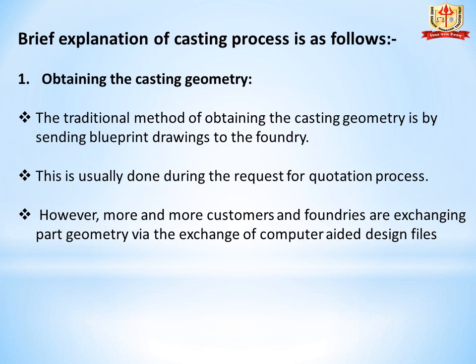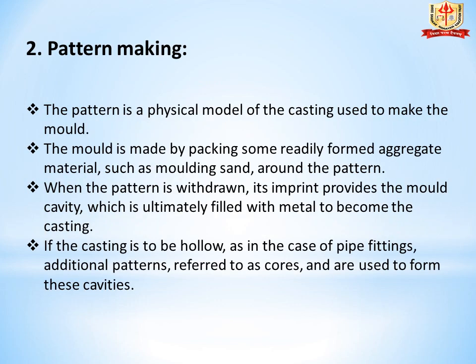Now there is a brief explanation of the casting process as follows. First step is obtaining the casting geometry. Point number 1, the traditional method of obtaining the casting geometry is by sending a blueprint drawing to the foundry. Second point, this is usually done during the request for quotation process. Point number 3, however, more and more customers and foundries are exchanging part geometry via the exchange of computer aided design files.